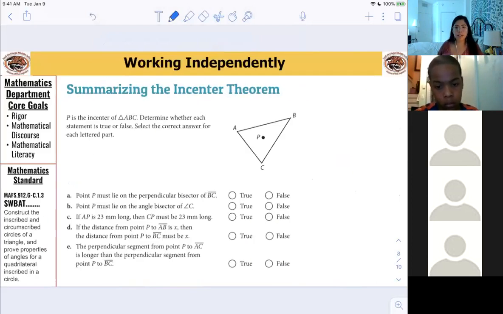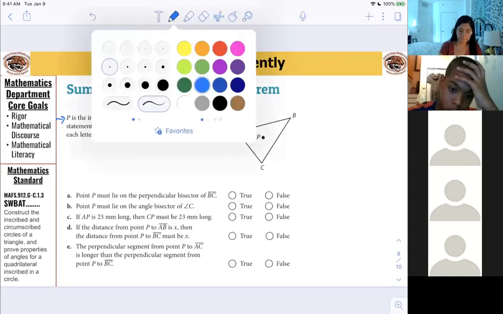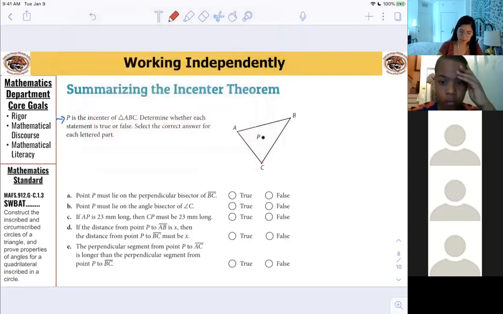Okay, let's just summarize everything we've learned. Can I have a volunteer read? P is what? The in-center of triangle ABC. Determine whether each statement is true or false. Select the correct answer for each lettered part. Okay, let's go through it. If this is the in-center, true or false, point P must lie on the perpendicular bisector of BC. True. So what is BC?